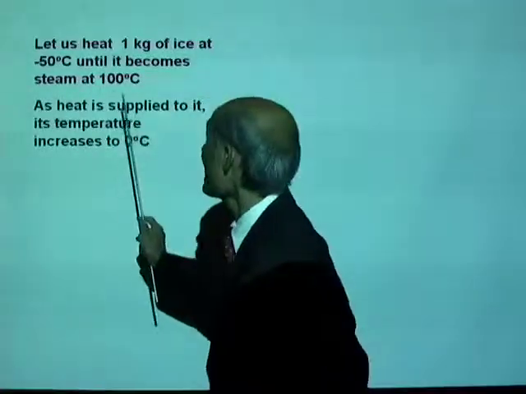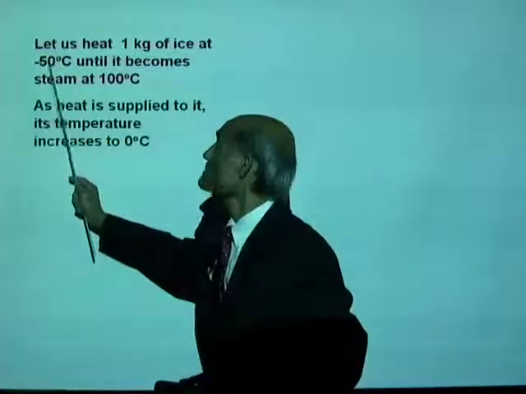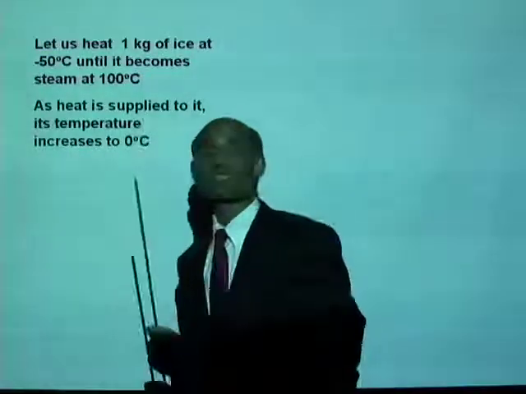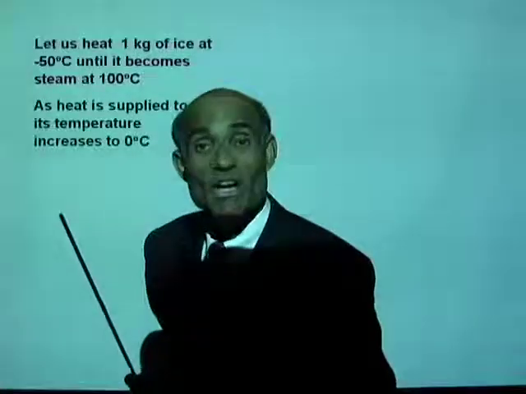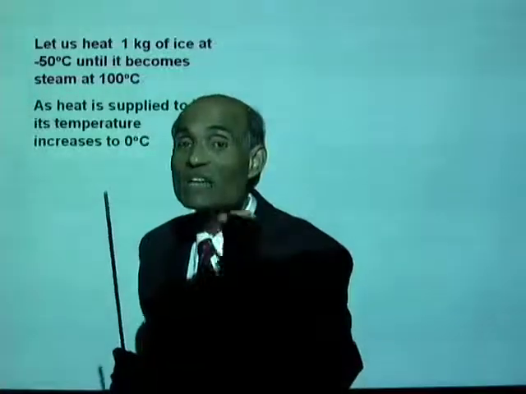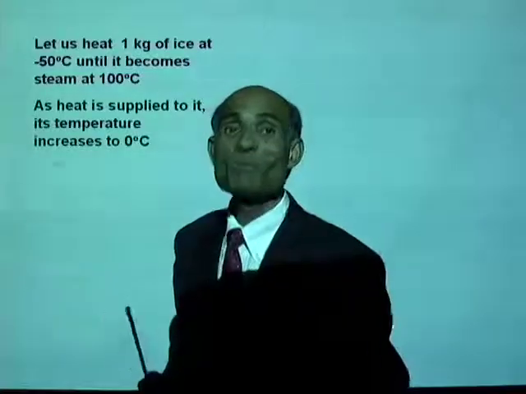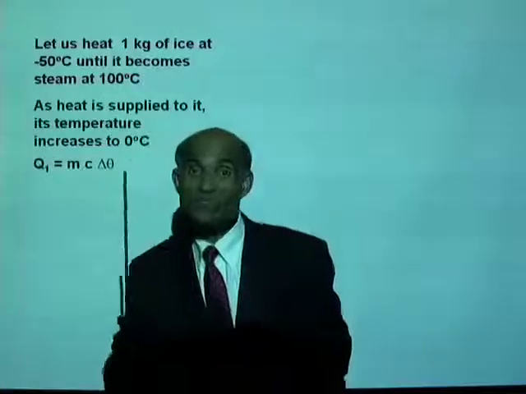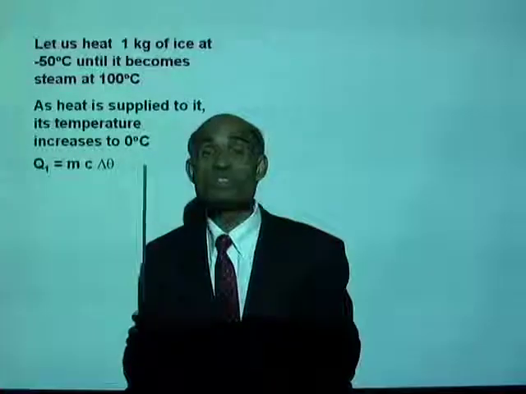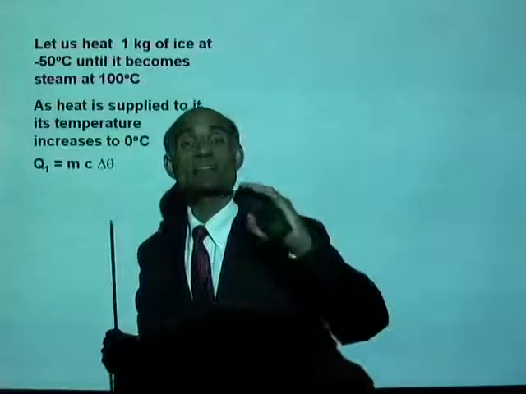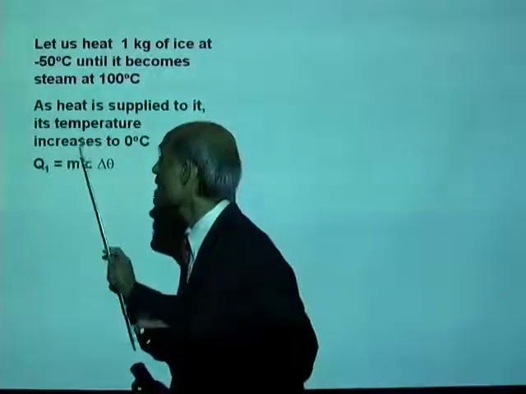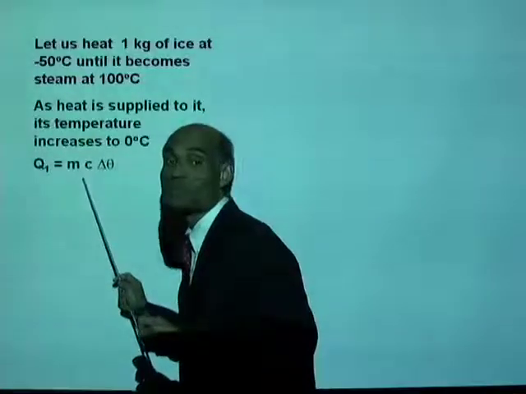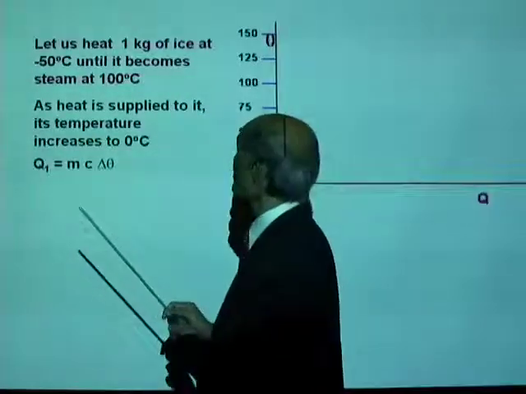As heat is supplied to this ice at minus 50 degrees Celsius, its temperature increases to 0 degrees Celsius. Can you calculate the amount of heat needed to do that? What is the amount of heat supplied during that time? When there is a change in temperature, the equation you need to use is the equation that has the specific heat. Q1 equals mc delta theta, mass times specific heat times change in temperature.